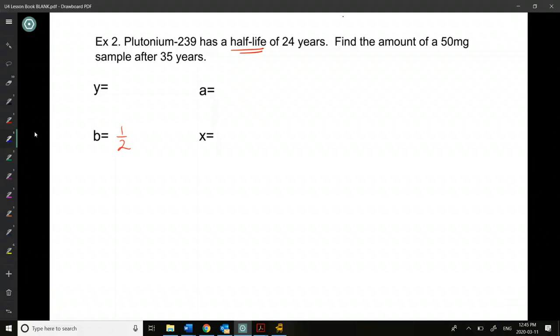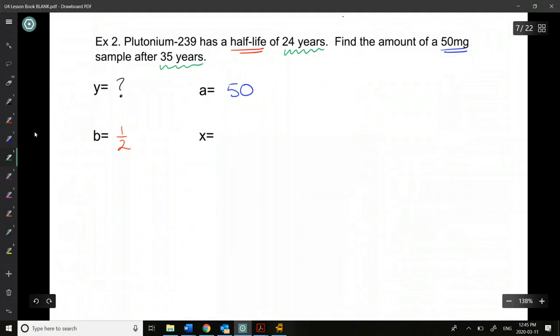We don't know y. That's right, we don't know y. Good job, Martez. What else? Do we know the initial amount? 50 milligrams. And anything to do with time, so your half-life period and your total time, those will go into your x. So which one's the total time and which one's the half-life period here?